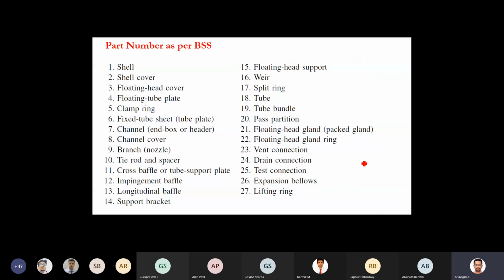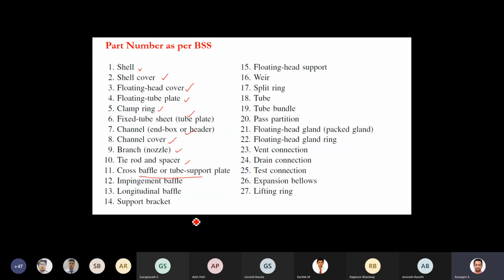So, part numbers: you have many components in the shell and tube heat exchanger. You have the shell, then shell cover, floating head cover, floating tube plate, and the clamp ring that is used to connect things. Then fixed tube sheet, tube plate, then channel, whatever we discussed, front end or rear end, then channel cover, then nozzles, branch nozzles, tie rods and spacers. We will see them one by one. Tie rods are normally used to tie the baffles. Spacers are normally used to maintain the space between the baffles.